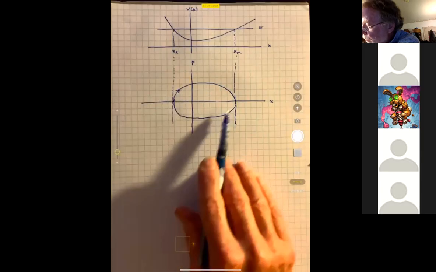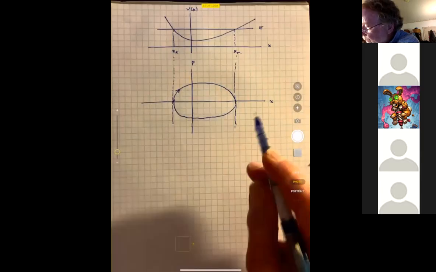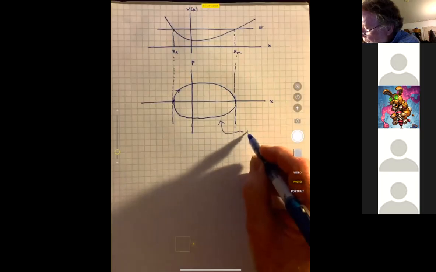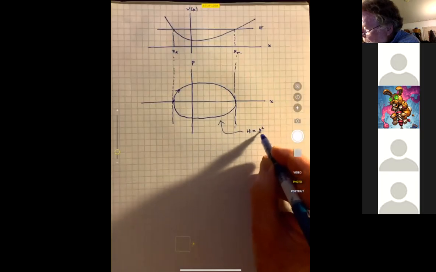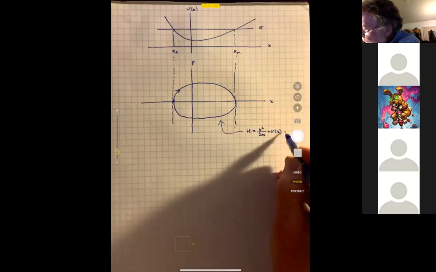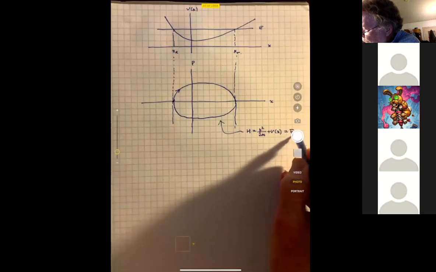So in phase space, the orbit goes around and around like that. The orbit, in fact, is a contour line of the classical Hamiltonian, which is p squared over 2m plus V of x. And in fact, it's that classical Hamiltonian set equal to the energy E.